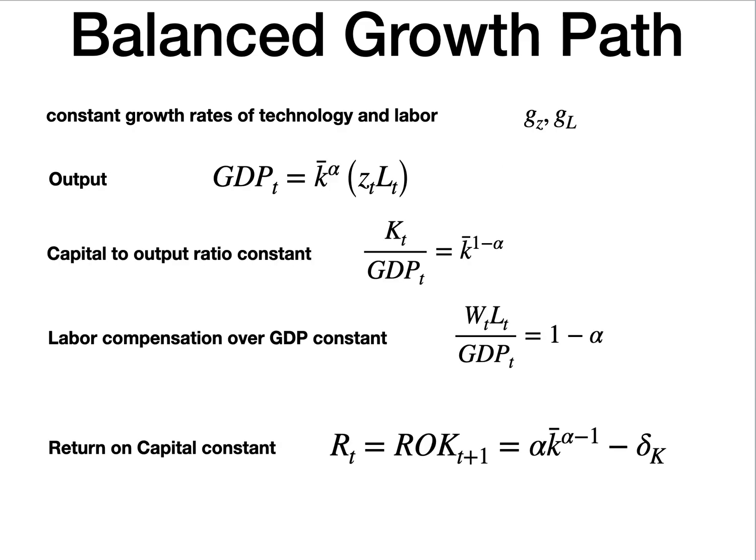Some other facts that are true on a balanced growth path is that this is actually always true. The share of labor in output is constant. So we talked about the share of labor. And something else that is true, remember we talked about the return on capital being roughly constant for about 40 years. Well, the return on capital is just given by this formula. And if depreciation and the capital share is constant, we're on the balanced growth path, then this implies that the return on capital is also constant.